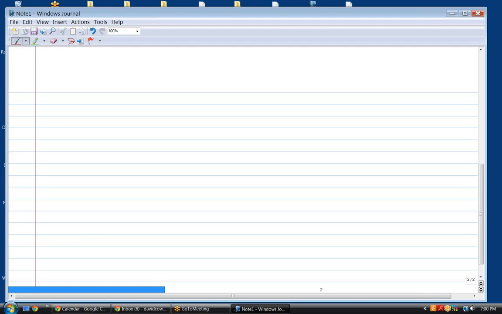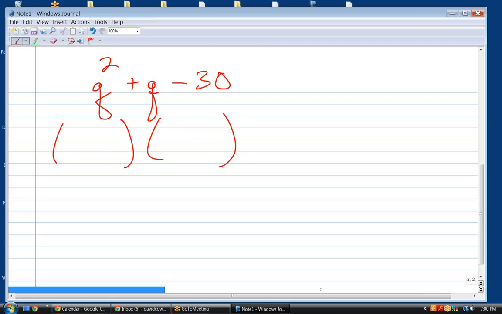So I'll start the first one. It's going to be q squared plus q minus 30. Okay. Work me through the 4 steps here. First step, we distribute the q to both parentheses. And then it's going to be a plus and a minus.